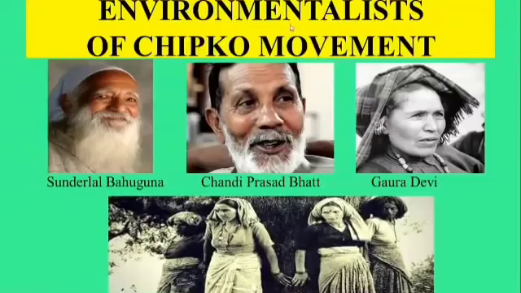There are a number of environmentalists associated with the Chipko movement. For example, Sundarlal Bahuguna, Chandi Prasad Bhatt and Gaura Devi. All of them started a popular movement in the state of Uttarakhand, and the movement was to hug the trees and protect them. Based on this movement, the sports goods company which was permitted by the government to cut the trees had to go away. So the Chipko movement is considered to be the most successful movement in the field of environment.